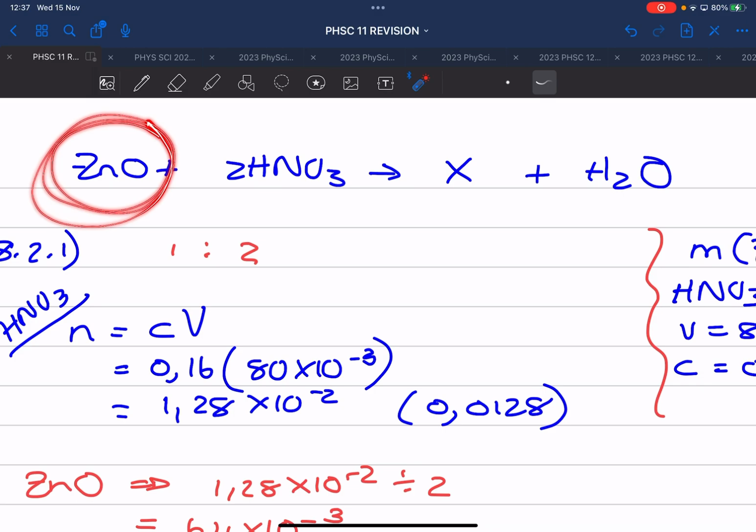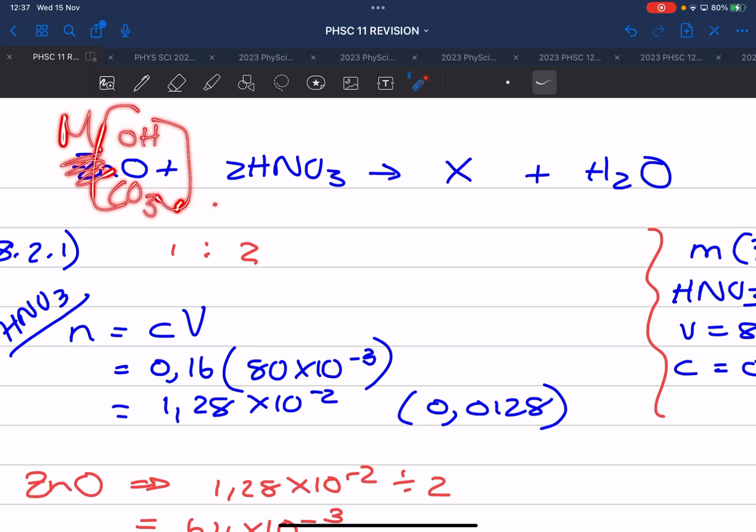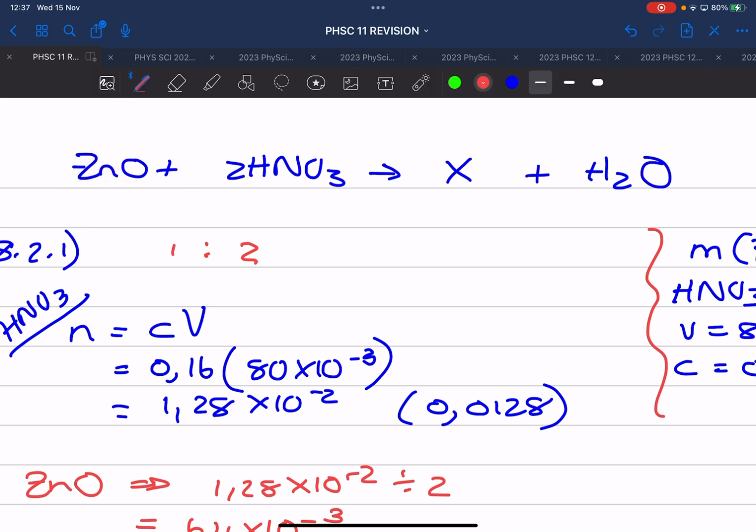First of all, you see an oxygen. If you see an oxygen, or a hydroxide, or a carbonate, then you think base. Especially if there is a metal in front of any one of those. Then it is a base, an acid-base reaction. So what you're going to do is split this up, and split this up. You're going to see what forms.